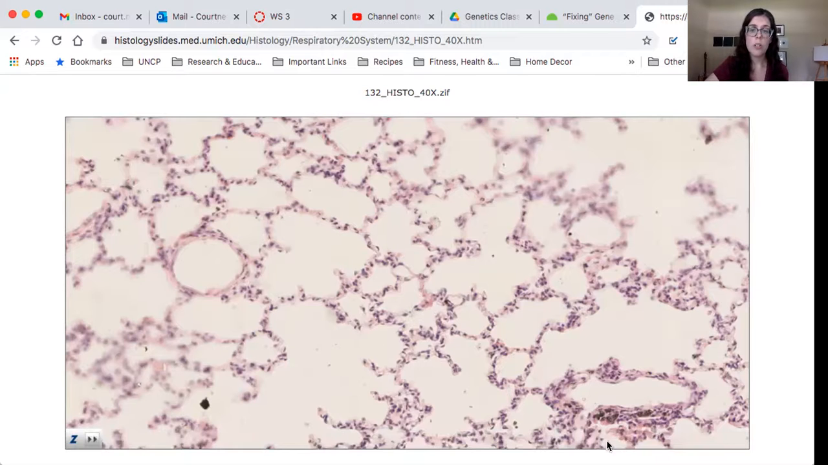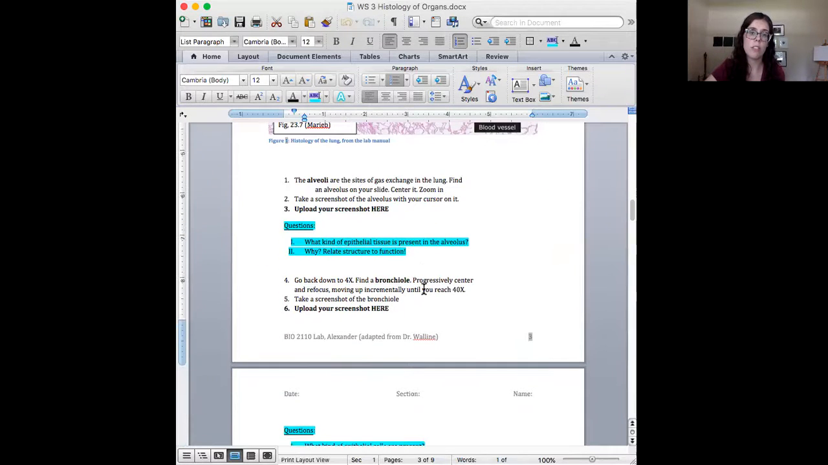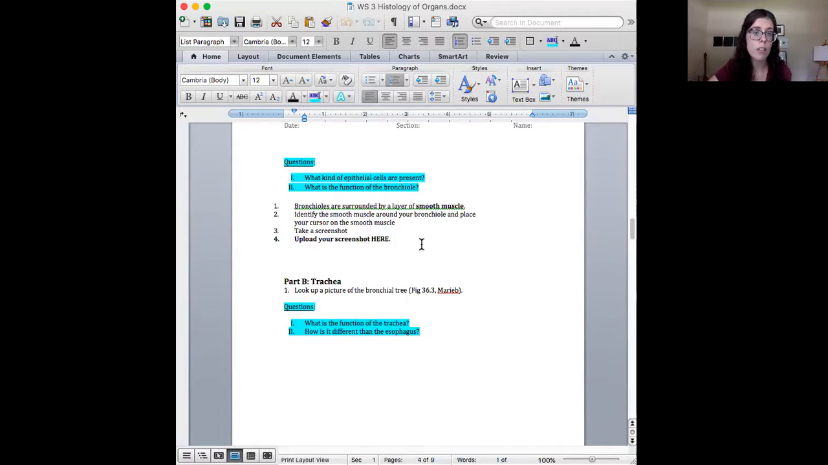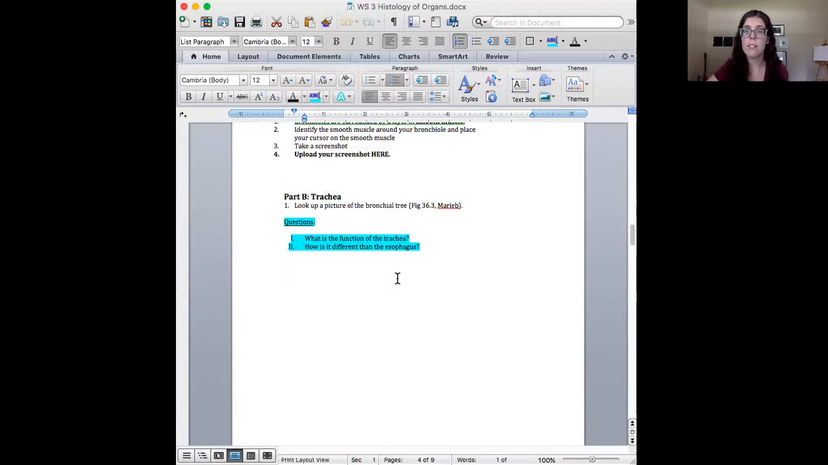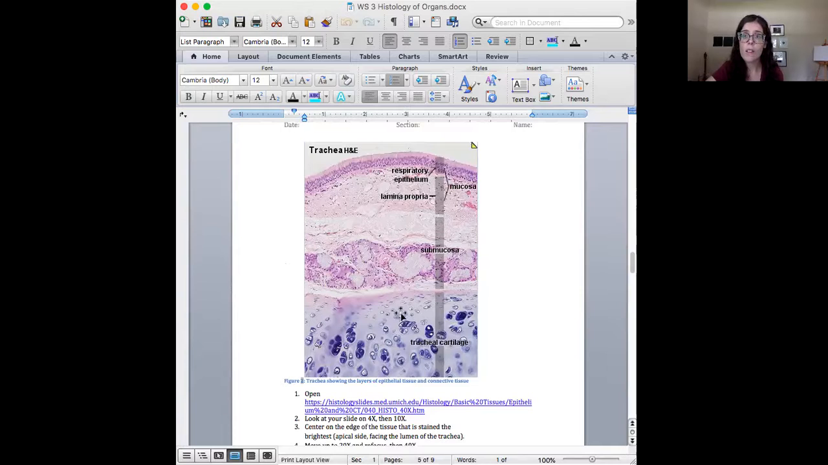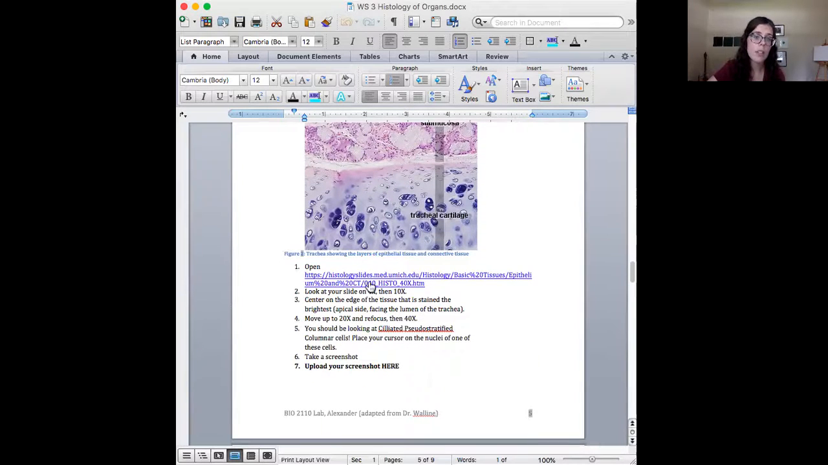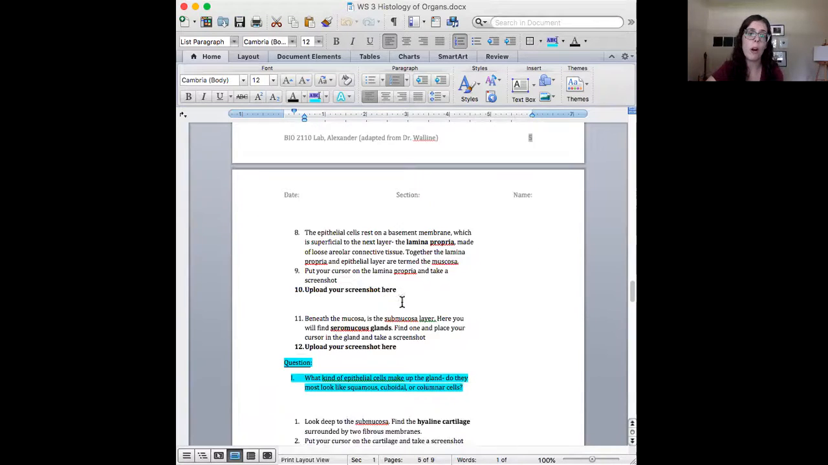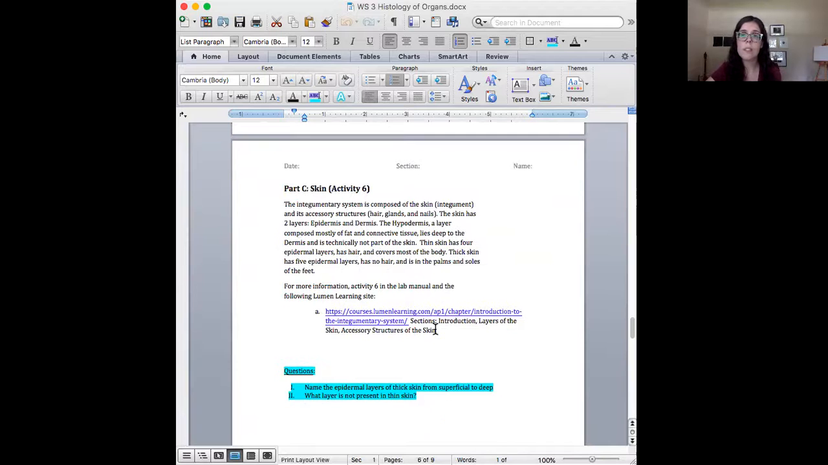So you're going to do that for a few different organs. You're going to do in the lungs, you're going to find a bronchiole. You're going to then find some smooth muscle. You're going to move to the trachea. You're going to think about what the trachea's function is in general. I give you a little guide here to some different parts of the trachea, some different tissues. You're going to look at a different slide, zoom in, upload some screenshots of some different parts, okay? Answer some questions.